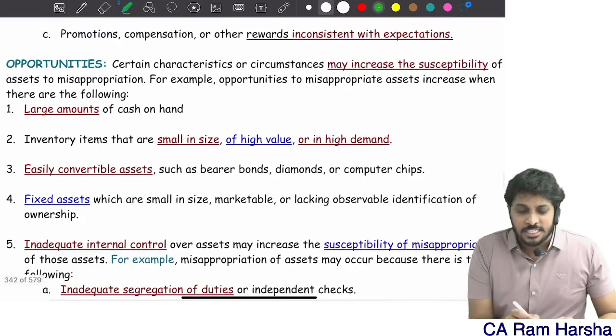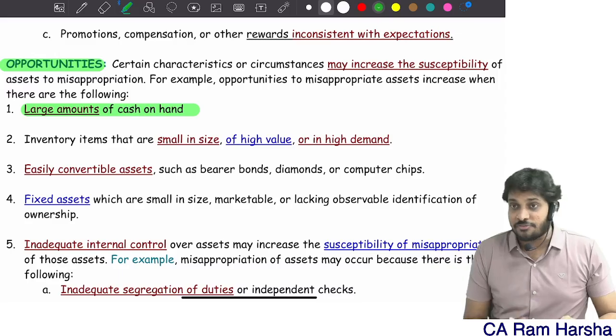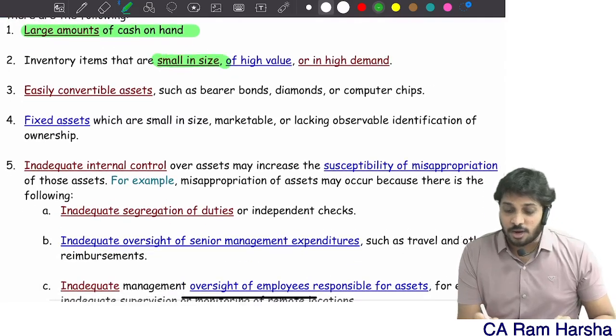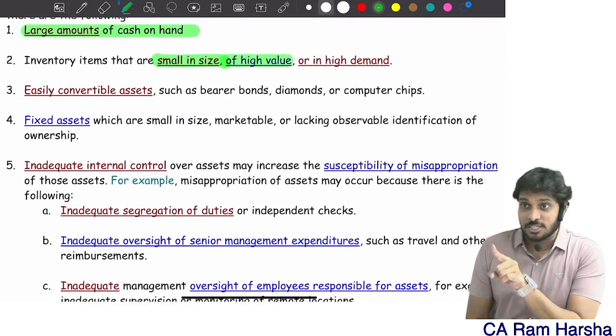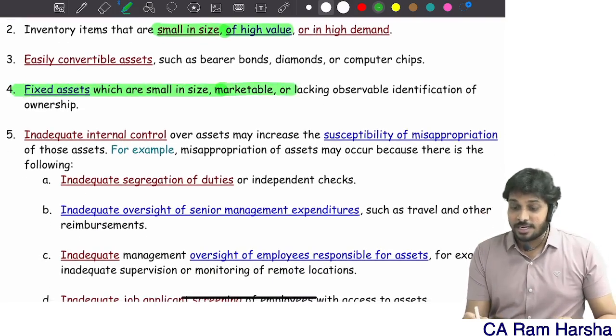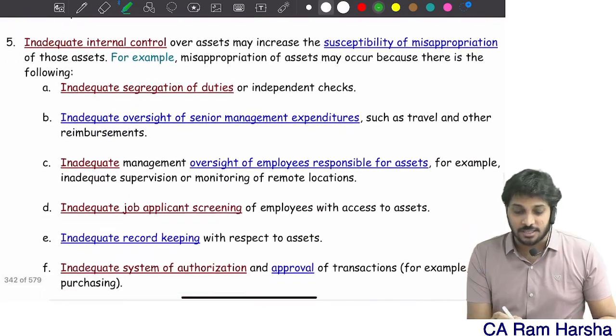For example, the standard tells you some opportunities will be there. Like what? A large amount of cash on hand. Why is the company keeping a large amount of cash on hand? Inventory small in size but high in value, which means there is a possibility of misappropriation. Fixed assets small in size and marketable, lacking identification marks of ownership. That is a fraud risk factor.